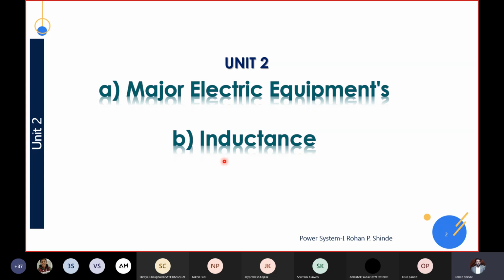Okay, that means inductance of transmission lines we have to calculate in unit number 2, and that's section number 2. Okay, and unit number 3 is wholly dependent upon calculation of capacitance.